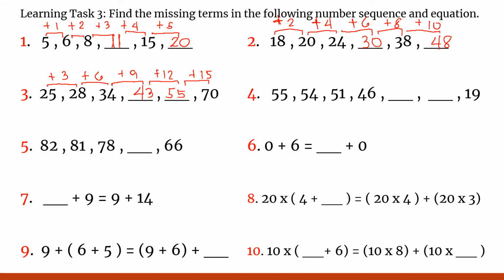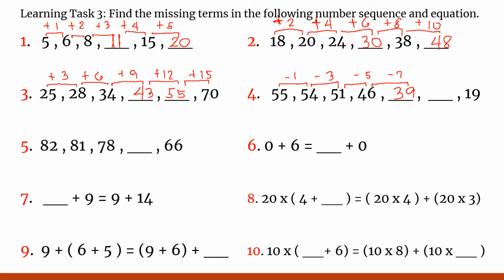Okay, observe ulit natin. From 55 going to 54, nag-subtract ng 1. Okay? From 54 going to 51, nagkaroon ng minus 3. Okay? From 51 to 46, nagkaroon ng minus 5. So kung yan ang pattern, dapat from 46 going to the next term ay minus 7. And 46 minus 7, the answer is 39.